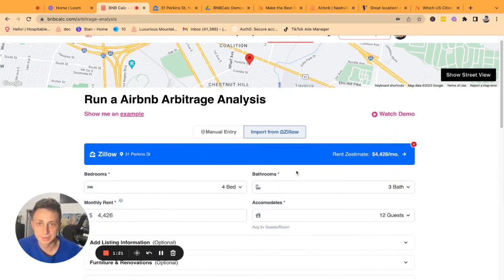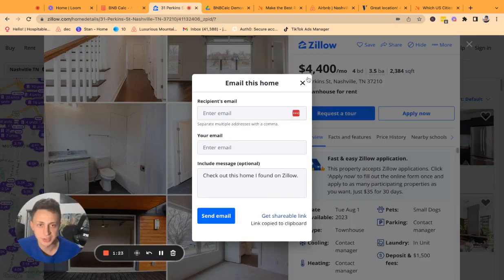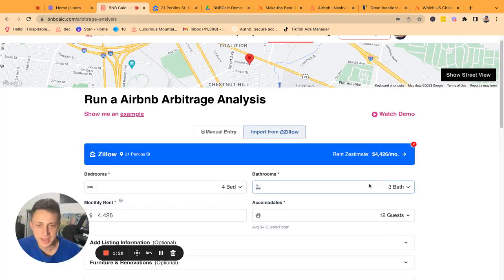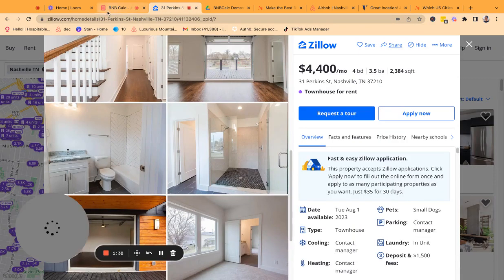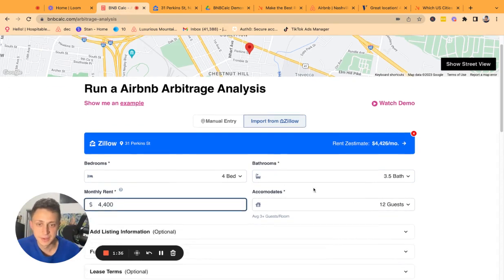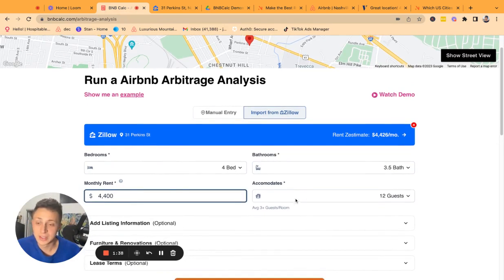Here, it added a 4-bed, 3-bath, which is actually a 4-bed, 3.5-bath, so we're going to want to make sure that's correct. It's estimated the monthly rent at $4,400. It looks like it was pretty close, so let's just make that the same. And it guesstimated that we could sleep 12 folks.